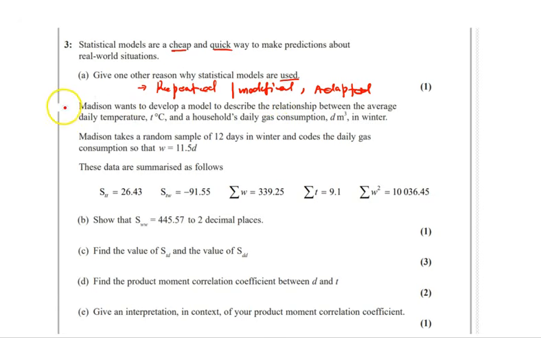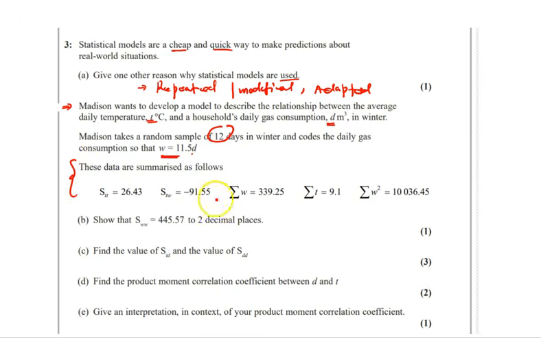Okay, we go to the question here. Madison wants to develop a model to describe the relationship between the average daily temperature, that's T, and the household daily gas consumption, that's D in meters cubed. Madison takes a sample of 12 days in winter and records the daily consumption D. But after recording that, he's going to code the data. He changes D into another variable, which is W. We shall see how this is going to affect our calculation.